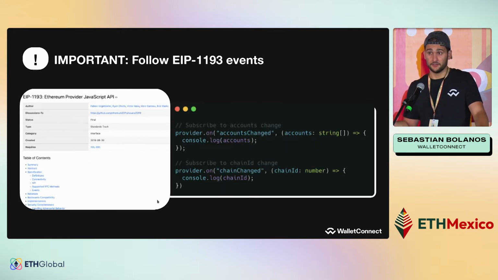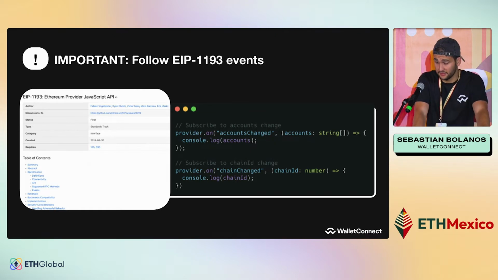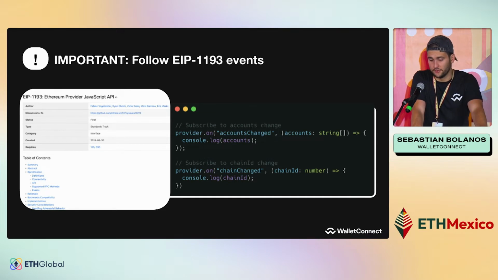basically some events that you need to subscribe to just to get an understanding of when the user changes a wallet or when the user changes a chain. And it's important to follow the event types just to have an idea of what to expect. We recommend that you pay attention to the EIP 1193 event types, and this is the standard that the provider object will be following.